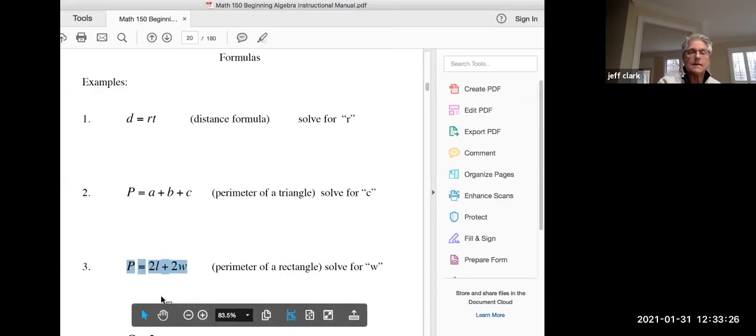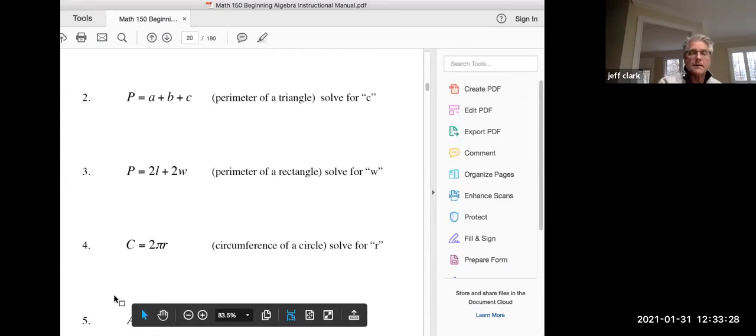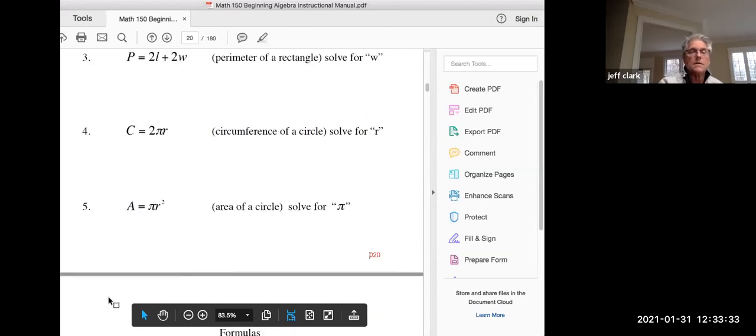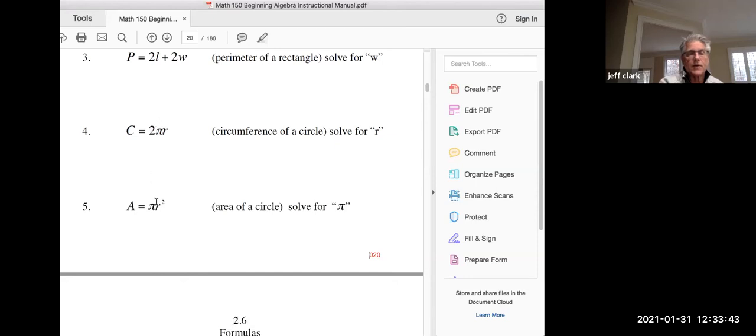All right, let's take a look at the next problems here. Number 4. Number 5. Okay, so it looks like I'm trying to get, in number 4, the R by itself. So I'm simply going to divide both sides by 2 pi. Over here, I try to get the pi by itself. And again, just divide by R squared. So 2 pretty simple ones. And I'll show you what that looks like here.